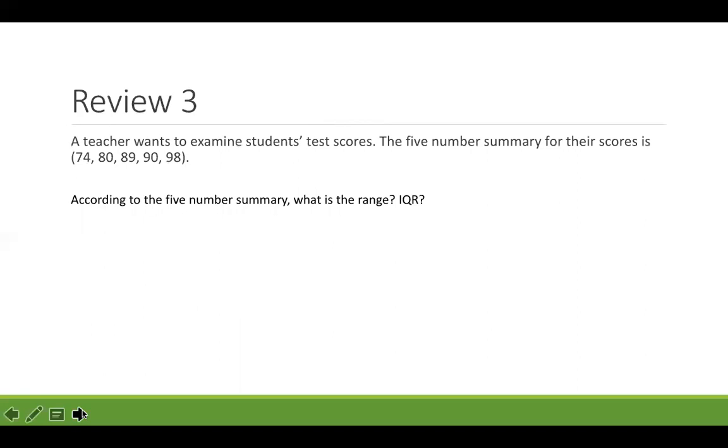A teacher wants to examine students' test scores. The 5-number summary for their scores is 74, 80, 89, 90, and 98. According to the 5-number summary, what is the range and what is the IQR?